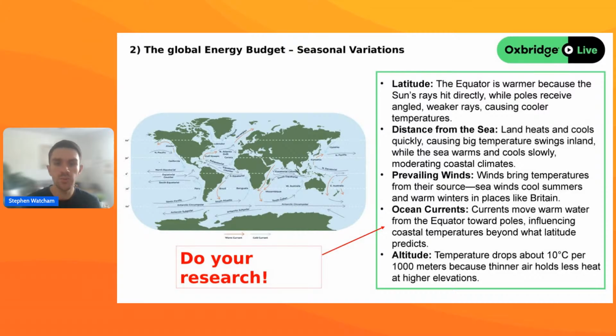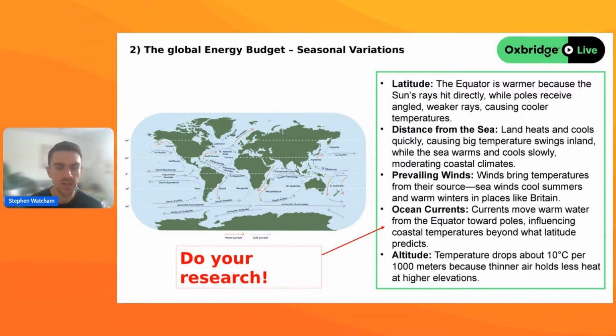Ocean currents. Currents move warm water from the equator towards our poles, and that influences our coastal temperatures beyond what latitudes can predict. So sometimes you wouldn't expect us to have lovely warm coastal temperatures down in Argentina, but actually you can because of the movement of some of our ocean currents. So again, it's the interchanging relationships between these different factors that can influence our weather.